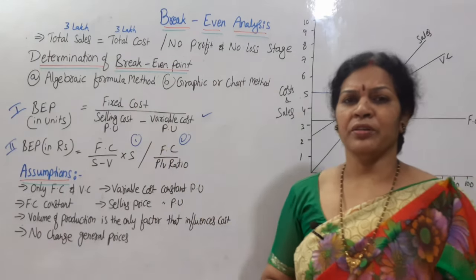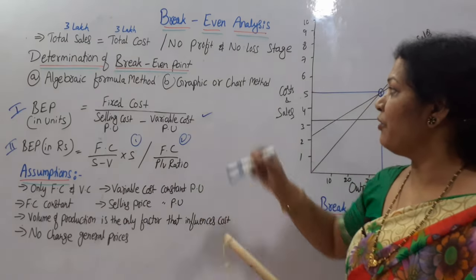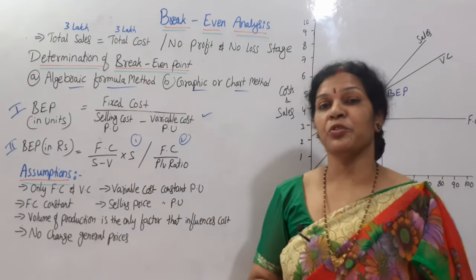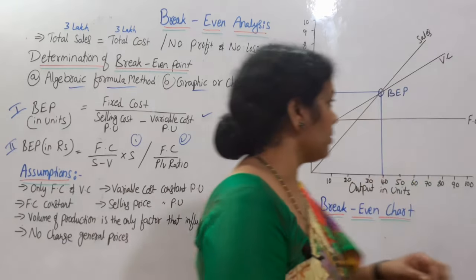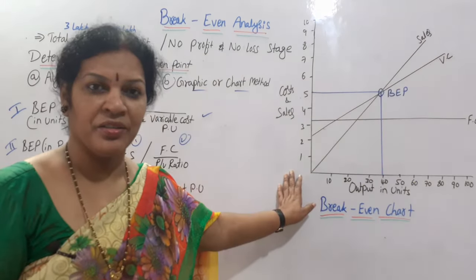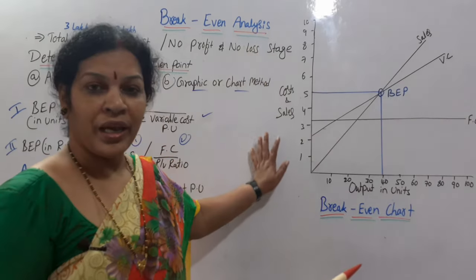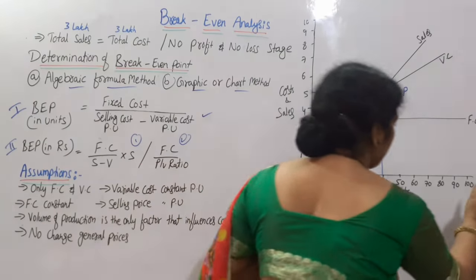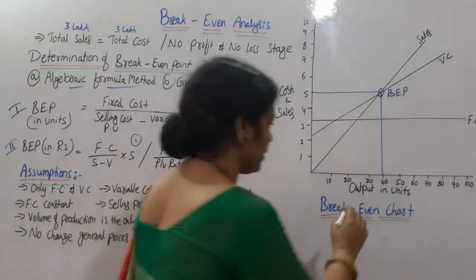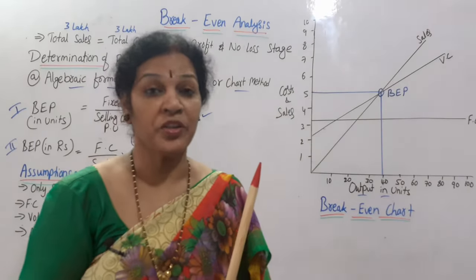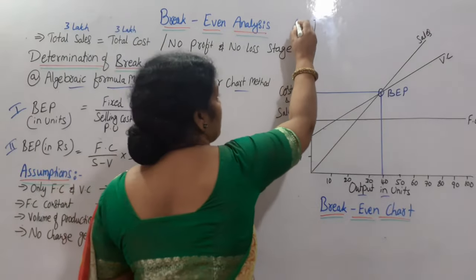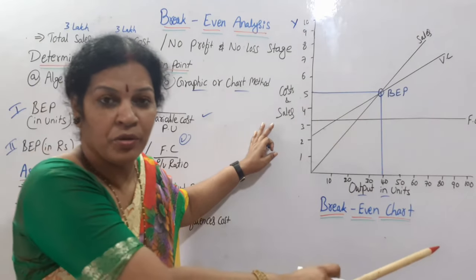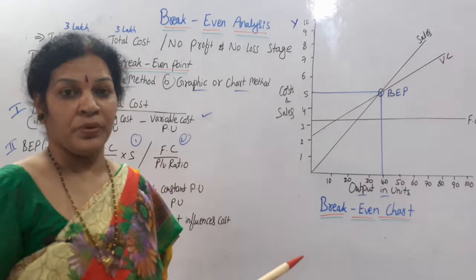Now the graphic or chart method: through a graph, how we can show the break-even point. Here I have already drawn it, very simple and easy to understand. Just focus for 5 minutes. To calculate the break-even point, on the x-axis we have taken output in units, our production in units. And on the y-axis, we have taken cost of sales.